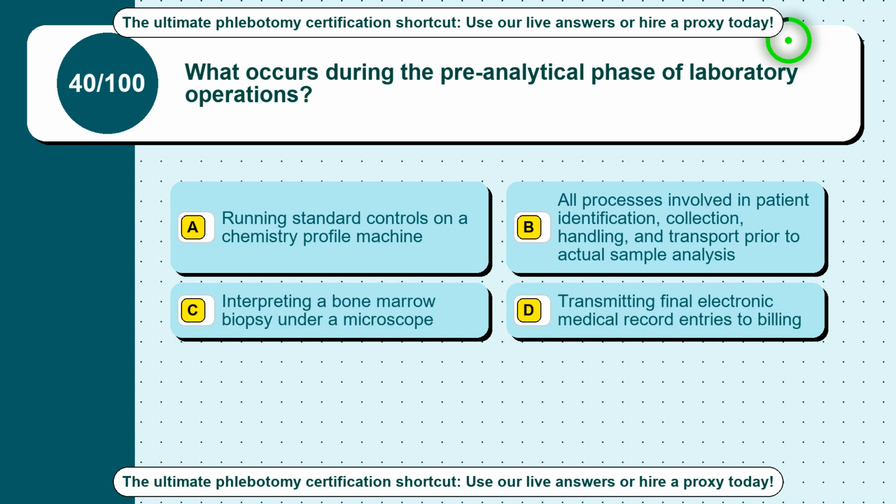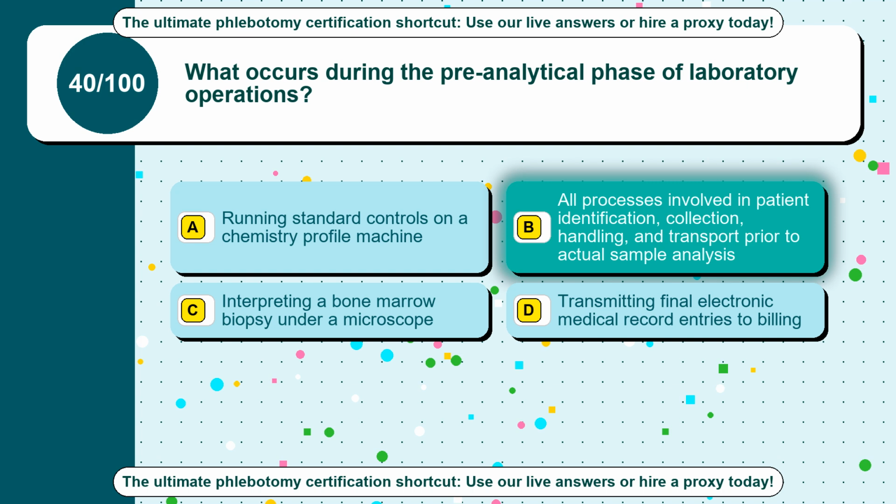Question 40. What occurs during the pre-analytical phase of laboratory operations? Option A, running standard controls on a chemistry profile machine. Option B, all processes involved in patient identification, collection, handling, and transport prior to actual sample analysis. Option C, interpreting a bone marrow biopsy under a microscope. Option D, transmitting final electronic medical record entries to billing.